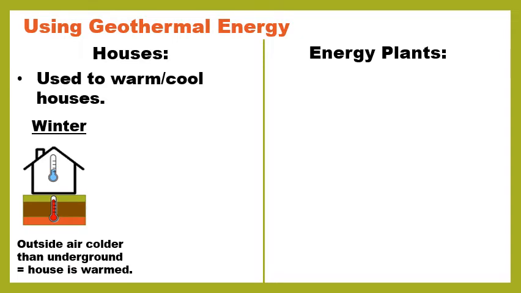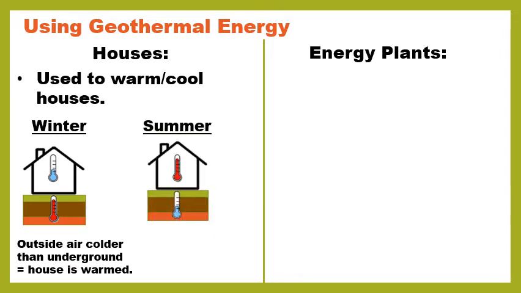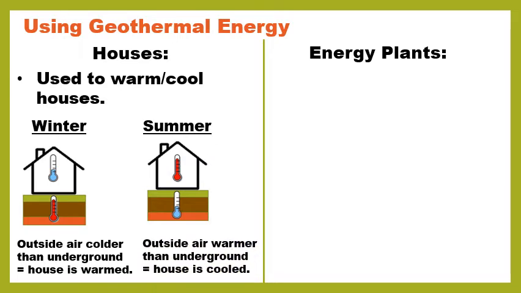The opposite is going to happen in the summer. In the summer, I'm going to have the temperature inside my house much hotter than below ground. So the outside air will be warmer than the underground. I'm going to tap into that heat underground, or not really heat, the temperature underground, and I'm going to use that to cool my house. Okay? So on a smaller scale, we can use geothermal energy as basically like air conditioning and heating.